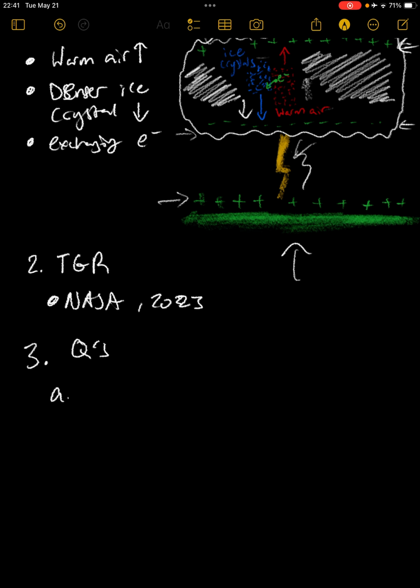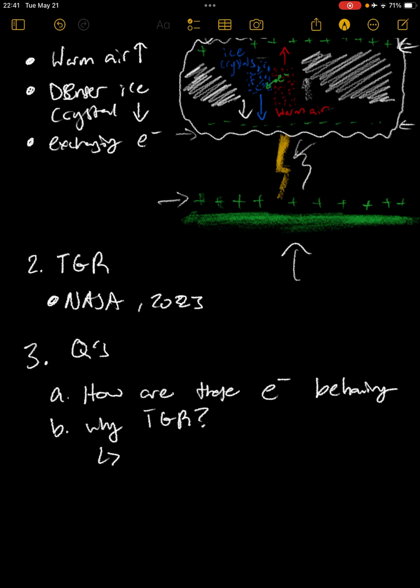So let's bring up some questions. How are these electrons behaving? Why is this producing gamma radiation? As I said before, why are they moving so fast? Because radiation is caused from acceleration of charges, such as an electron. Why terrestrial gamma rays? Why is it producing this? Why such high energy?